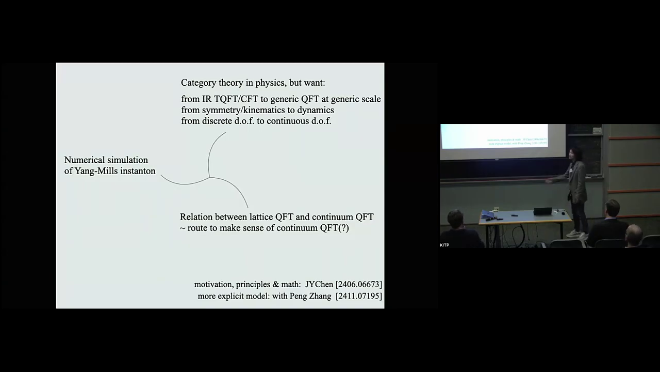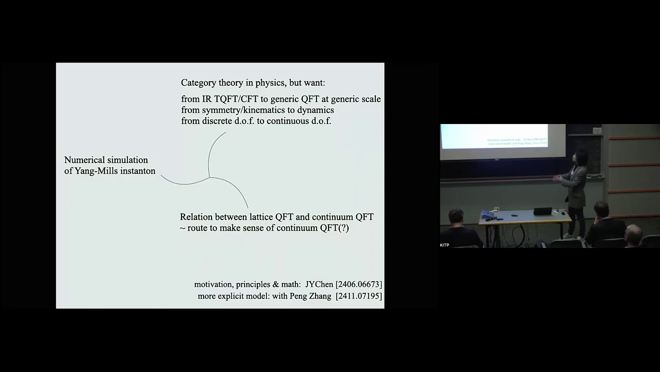Another direction is that we all know category theory has been appearing in physics for like 2 or 3 decades. Mostly category theory has been applied around the IR limit, where the theory becomes a TQFT or CFT, and it's mostly talking about symmetry, anomaly, or just kinematics in general, and it's been mostly working with discrete degrees of freedom. And now we want to see what lessons we can learn from those, but apply them to more generic QFT at generic energy scales with generic dynamics, and usually with continuous degrees of freedom in more realistic models.